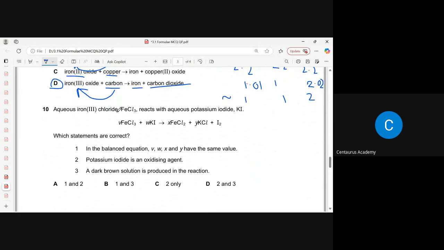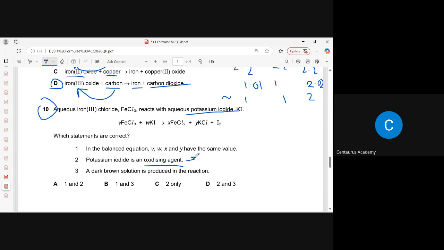Okay. Look at this one. Aqueous iron 3 chloride, FeCl3, reacts with aqueous potassium iodide, which is KI. Which of these statements do you think are correct? In the balanced equation, V, W, X, Y have the same value. Potassium iodide is an oxidizing agent.